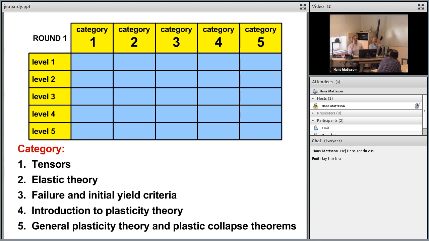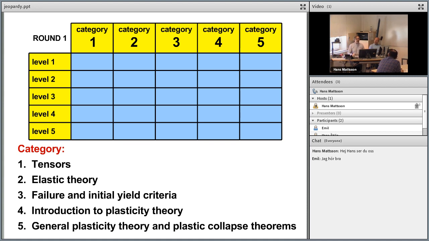And we have done it like this, that on level 1, we have easier questions, and on level 5, we have the most difficult questions. So it's an increasing level of difficulty on the questions from level 1 to level 5. Everybody that answers a question correct in round 1 will get 2 points. And if you answer wrong, you will not get any minus points. So it's 2 points or 0 points.